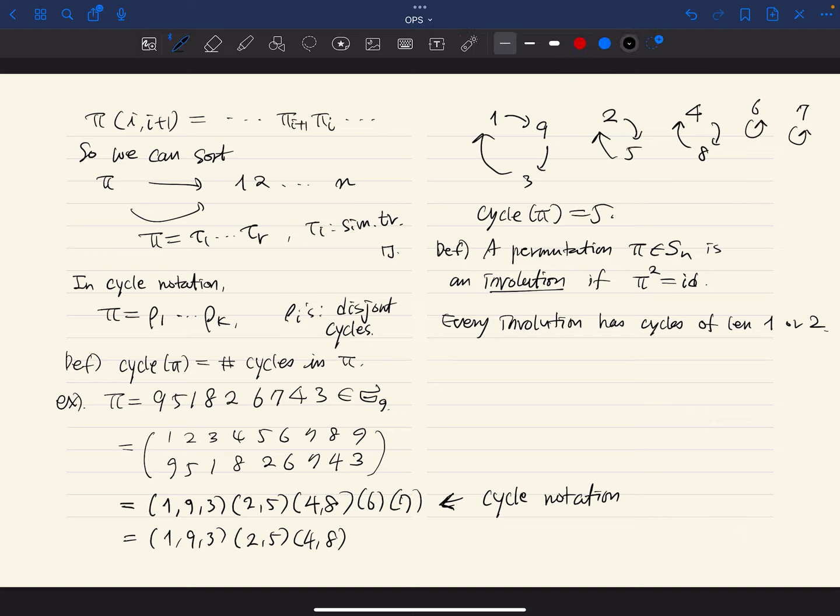So there's a natural bijection between involutions on N and matchings. Not complete matchings, not necessarily perfect matchings on N. So involutions are really matchings. They are really the same.